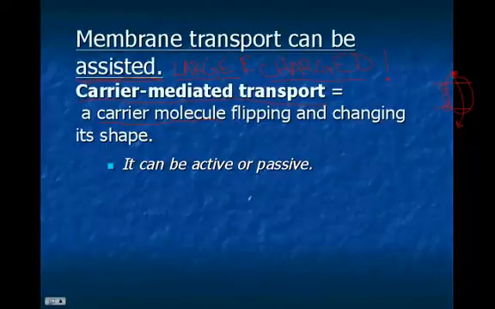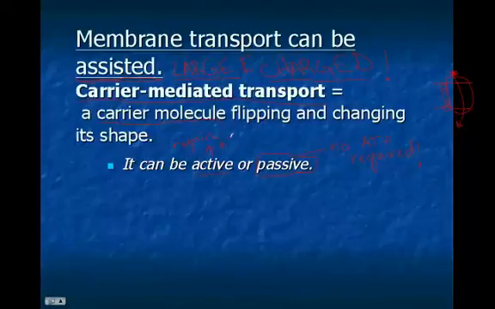And this process can be what we call either active or passive. So far, just to be really clear, we've only talked about passive processes. Diffusion is passive, osmosis is passive. Passive transport means that there is no energy or no ATP required. These are things that are just moving right down their concentration gradient. Now, active transport is going to require ATP.